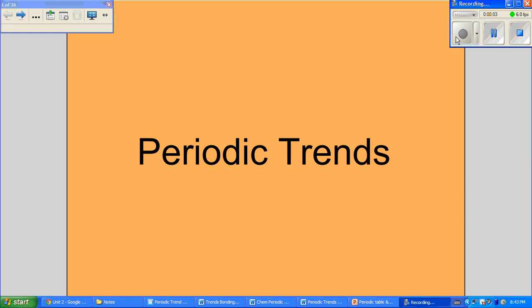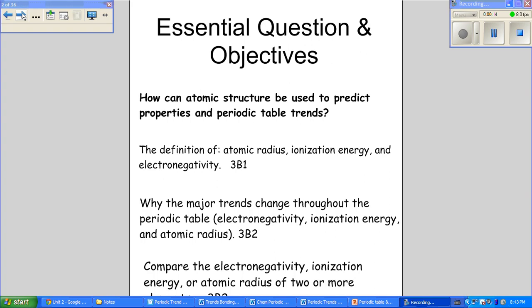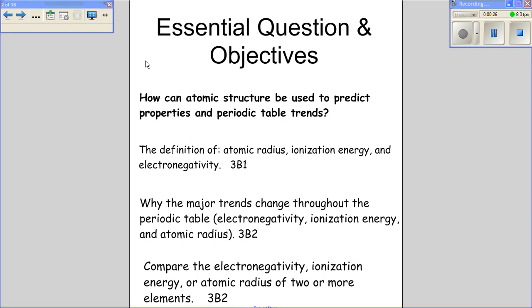This session, we will be talking about the periodic trends as we look at the periodic table. Our essential question is, how can atomic structure be used to predict properties and periodic table trends? The objectives that we will be focused on are 3B1 and 3B2, all dealing with electronegativity, atomic radius, and ionization energy.